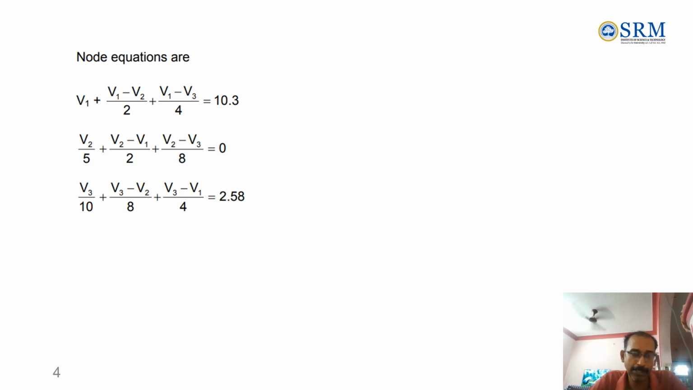Very simple. For the first node, this is the entry current. This entry current is equal to the leaving current. The leaving current is V1 minus 0 divided by 1 ohm, V1 minus V2 by 2. It means that the V1 potential is higher than V2, based on the direction, so it is written like this. Similarly, V3 is lesser than V1. That is the reason for V1 minus V3 by 4. Current always flows from higher potential to lower potential. In the same way, you have to write all 3 equations: 1, 2, 3.